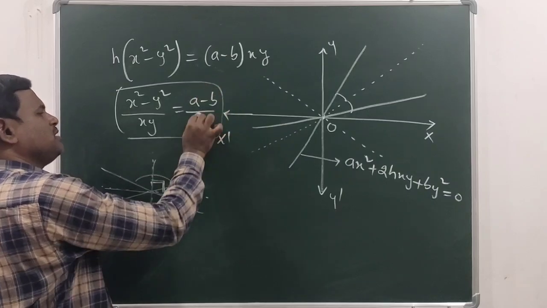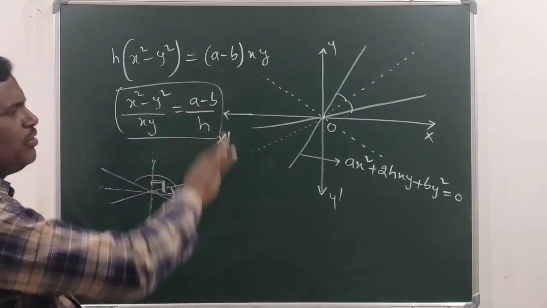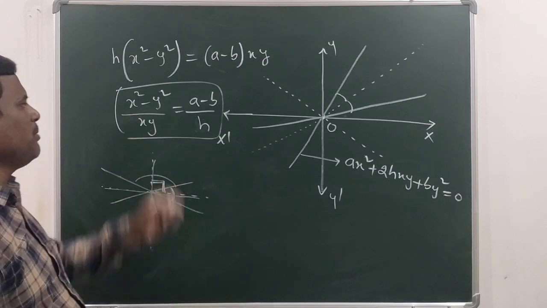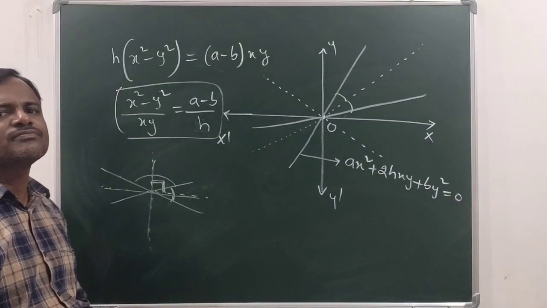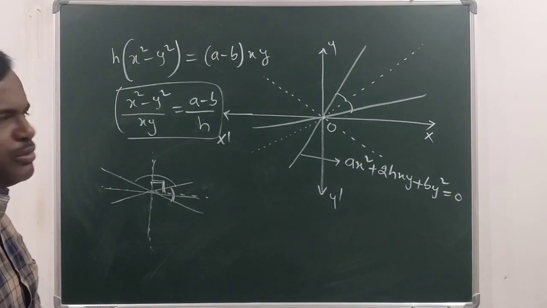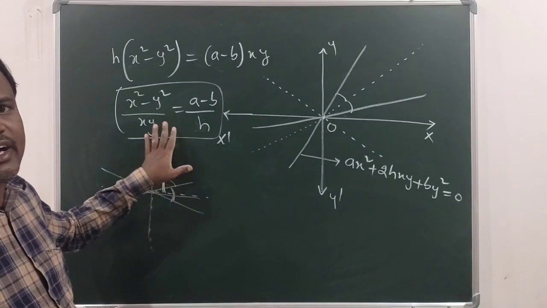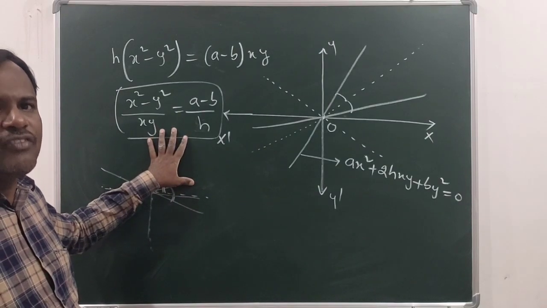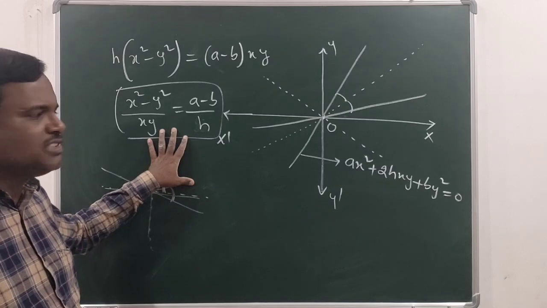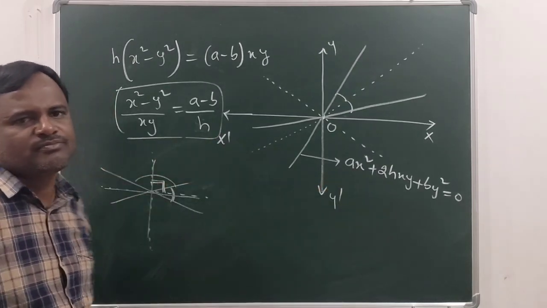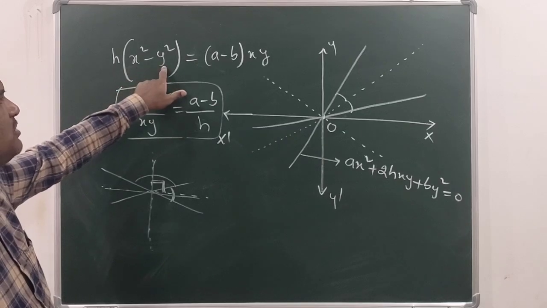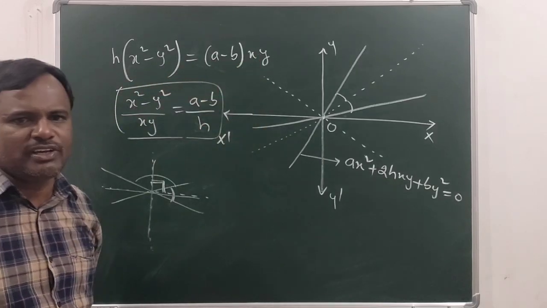Okay, students, sometimes h also may be equal to 0. I will give you that example also. But remember it like a standard result. So what is it? It represents the pair of angular bisectors of the lines represented by this pair. So h into x square minus y square is equal to a minus b into xy.